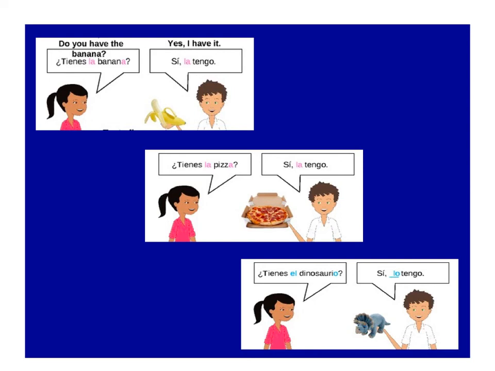Example number 4. ¿Tienes el dinosaurio? So again, do you have the dinosaur? Yes, I have it. Now your direct object pronoun changes to lo because we're talking about it, meaning el dinosaurio. So sí, lo tengo.